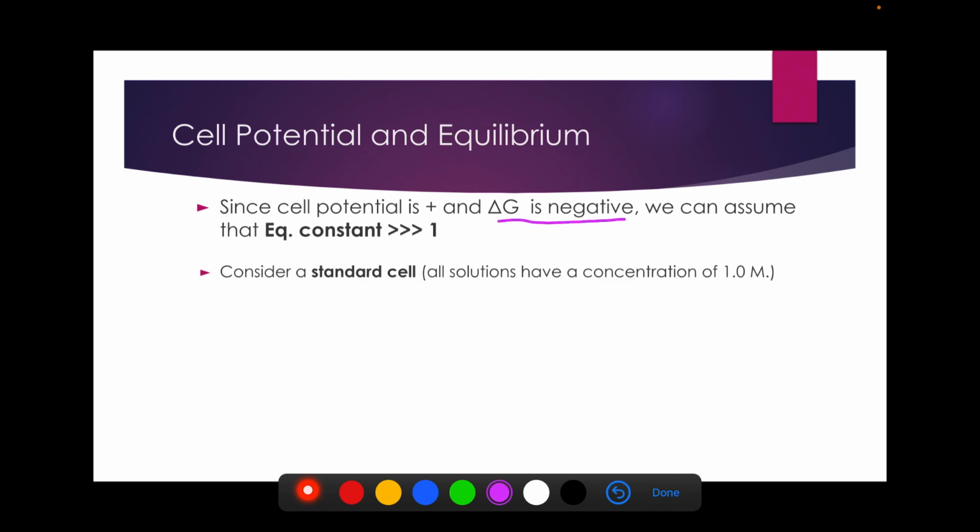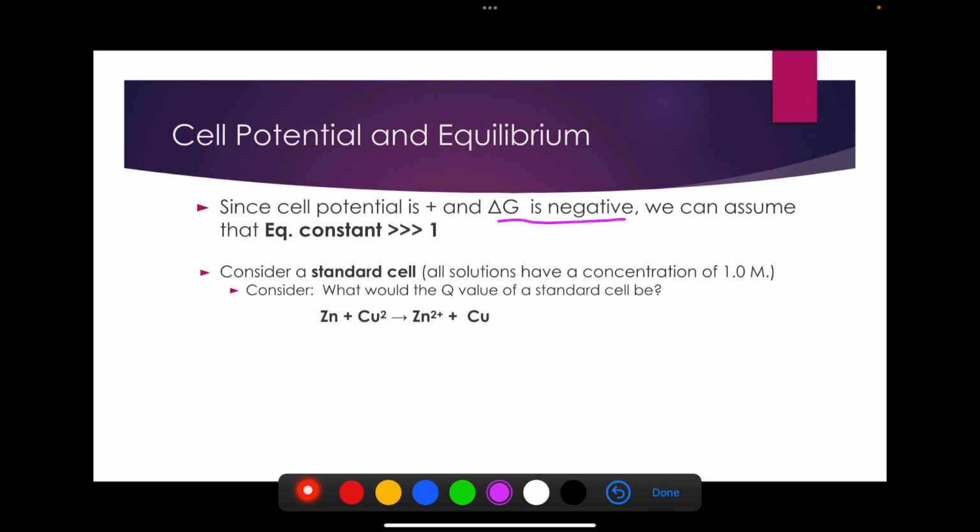Let's consider a standard cell in which all solutions have a concentration of 1 molar. What would the Q value be for that cell? Well, let's consider this cell here. Again, if it's standard, then both solutions are 1 molar. Our Q expression is going to be the same as our K expression, in which we'll take the concentration of products over reactants, not including solids. So essentially, we're left with the concentration of the anode, which is the zinc 2+ in this case, over the concentration of the cathode, which in this case is the copper 2+.